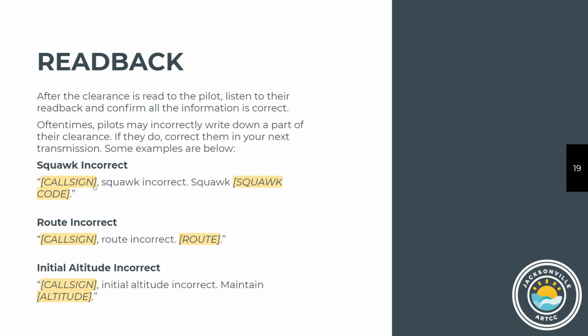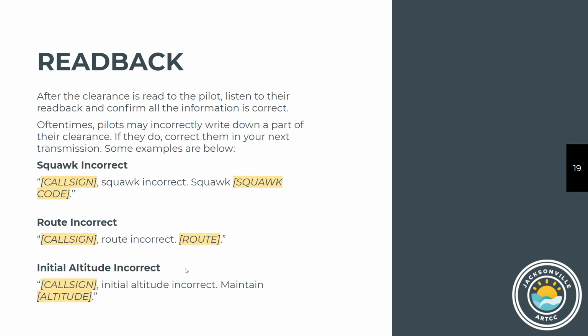If they get the squawk wrong, you need to correct them. If they get the route wrong, we need to correct them. If they get an altitude wrong, we need to correct them. So: November 1, 2, 3, 4, squawk incorrect, squawk 7201, whatever it is. If the route is incorrect: route incorrect, and then re-say the route again. Frequently, if the route is incorrect on their readback, it's because they misheard you, so you'll often want to switch to phonetic spelling of the fix. Initial altitude incorrect, and maintain whatever that altitude is.